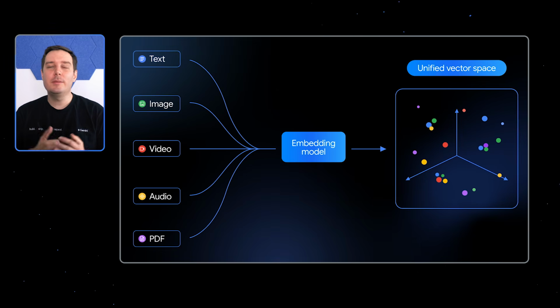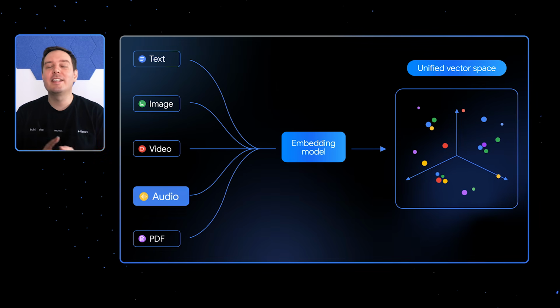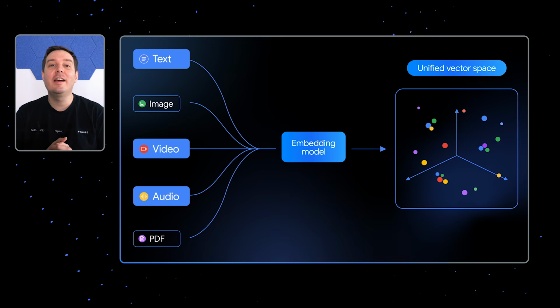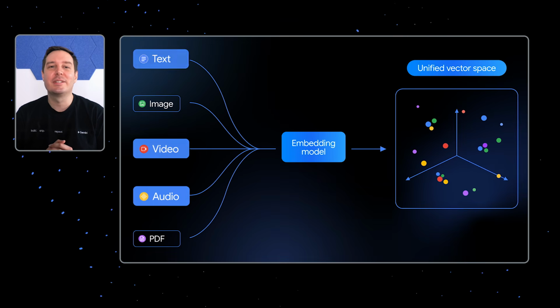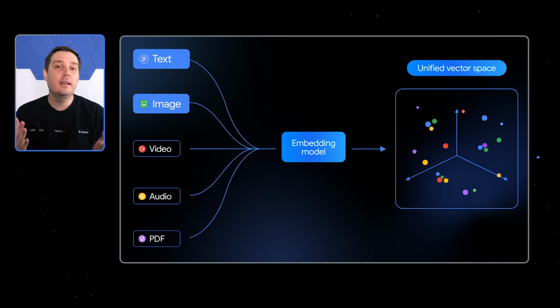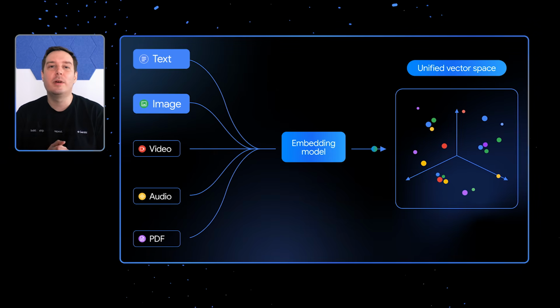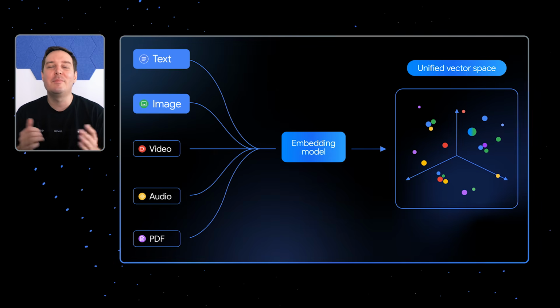with some code examples. Because the model processes multiple modalities natively, it understands the semantic relationships across different media types without relying on intermediate text conversions. It also supports interleaved inputs. This means you can pass multiple modalities, like an image alongside a related text description, in a single API request to generate one composite embedding.